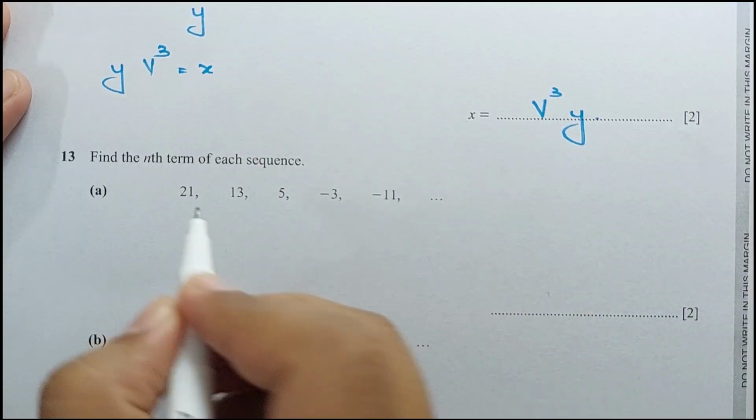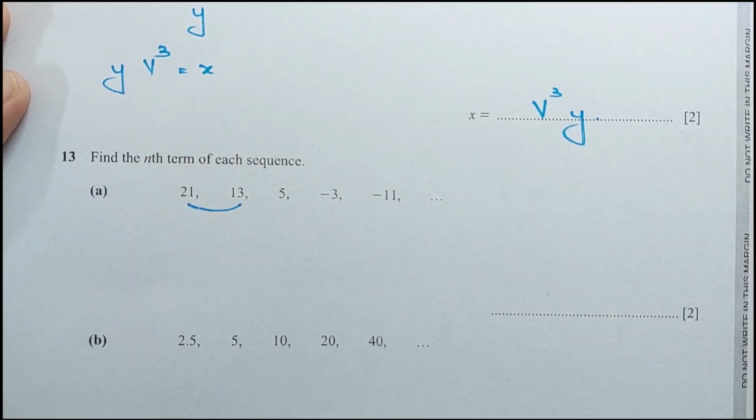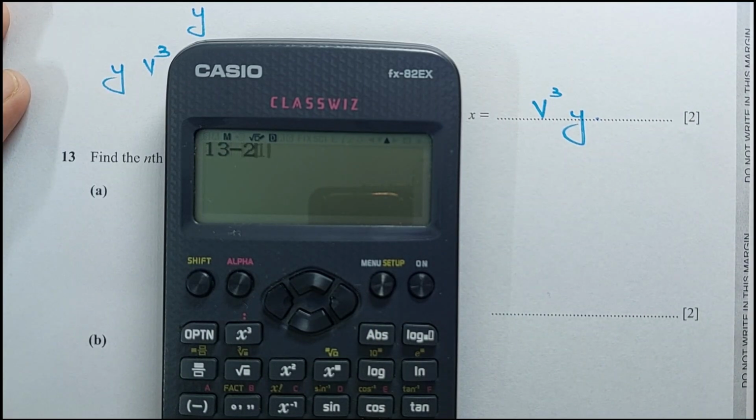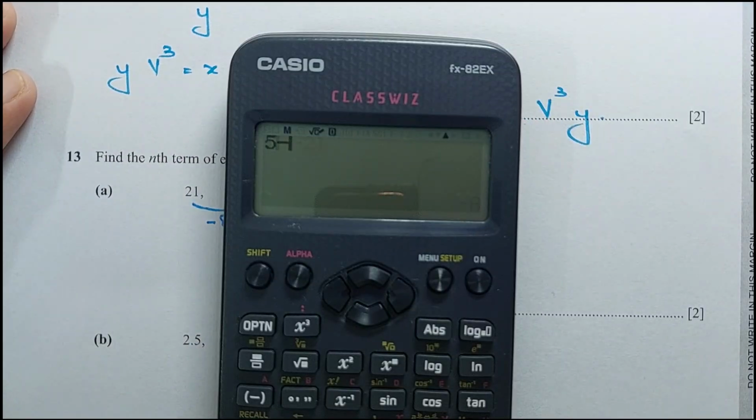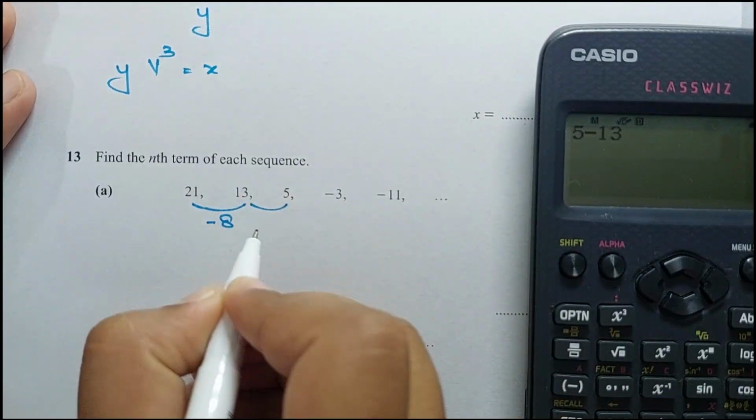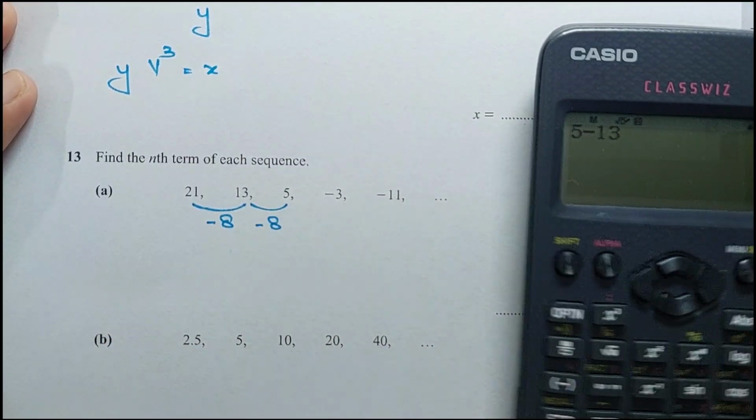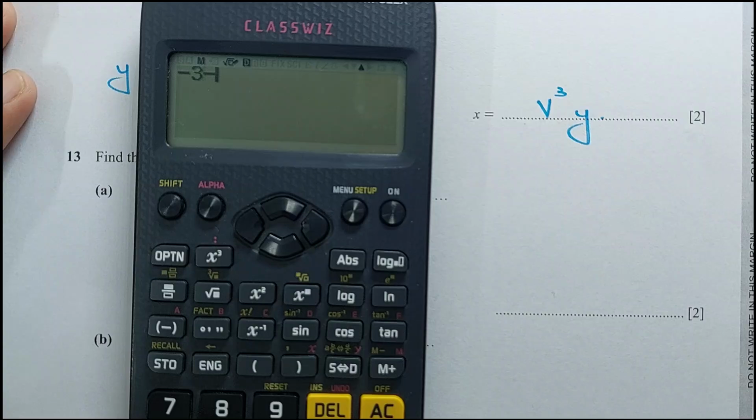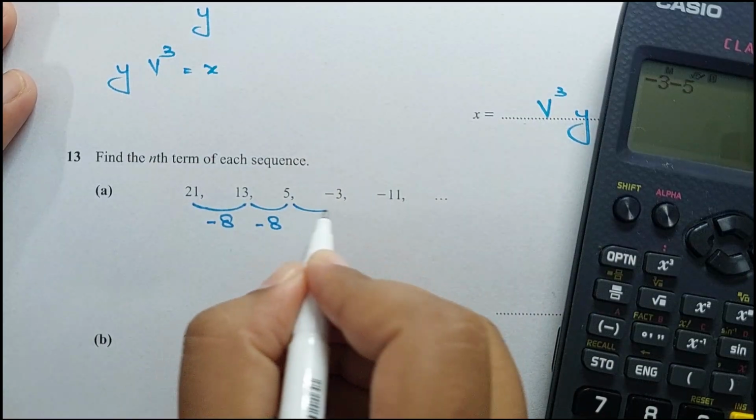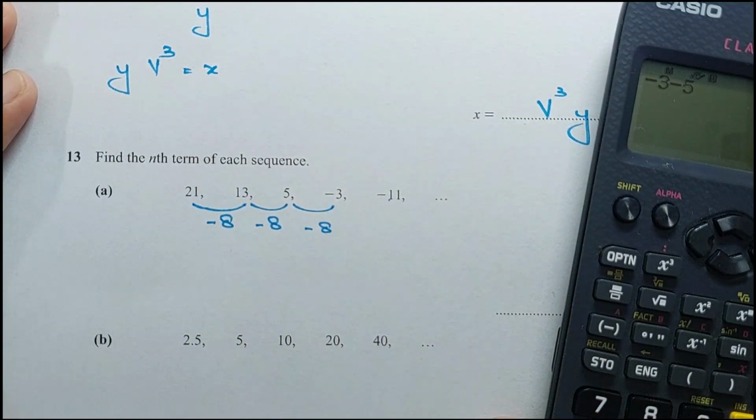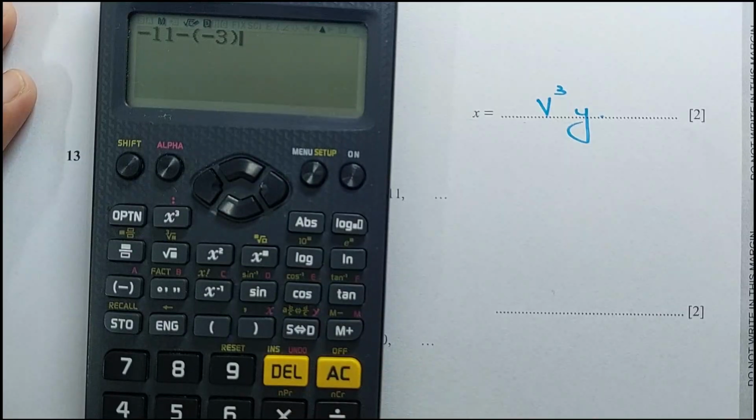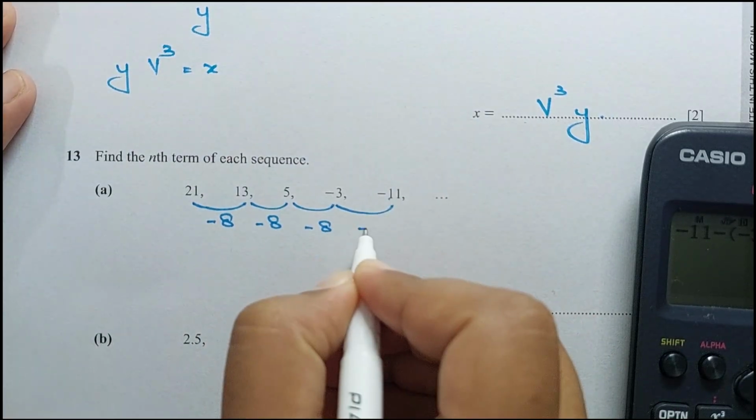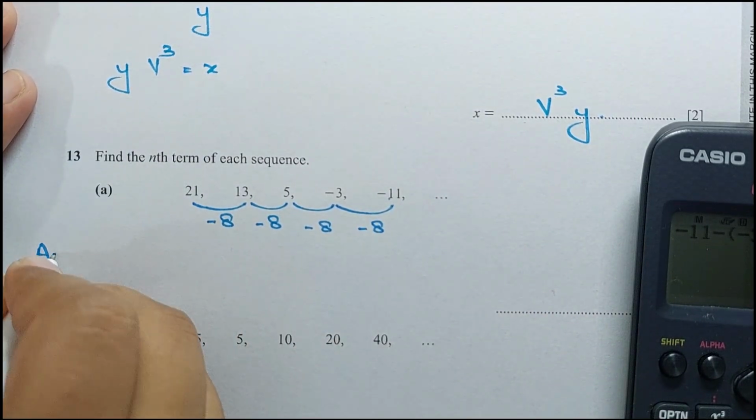So for part a, let me find out the common difference between the terms 13 and 21. 13 subtract 21, the difference is negative 8. And 5 subtract 13 is negative 8. Minus 3 minus 5 is negative 8. Minus 11 and minus 3, the difference is also negative 8. So the first difference is constant. It means it is an arithmetic progression.